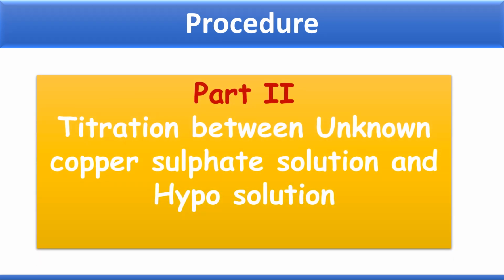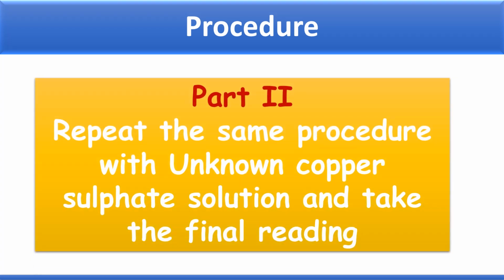Now part second, that is the titration between unknown copper sulfate solution with the hypo solution. Repeat the same procedure with the unknown copper sulfate solution and take the final burette reading. Now this unknown copper sulfate solution is that solution whose concentration we have to determine. That is the aim of our experiment. So the same procedure is repeated with unknown copper sulfate solution.